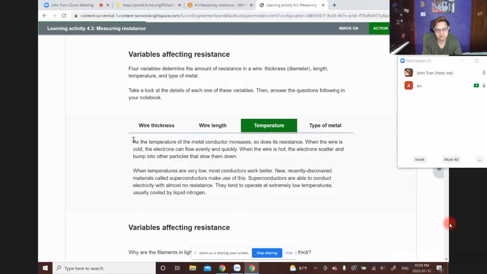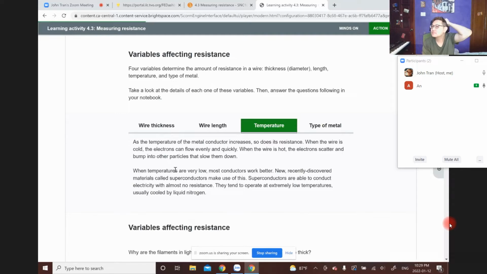Temperature. As the temperature of the metal conductor increases, so does its resistance. When the wire is cold, the electrons can flow evenly and quickly. When the wire is hot, the electrons scatter and bump into other particles that slow them down.